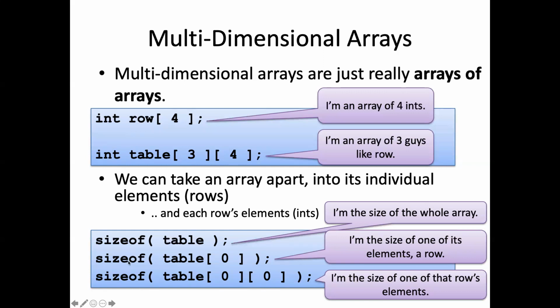Professor, what's going to be the size of table 0 again? Table 0, so here, if you just give the first index, you're asking about one row of that table. Every row has 4 elements, and every element is an int, so that should be 4 elements times 4 bytes per int. So that middle one should be 16 bytes.